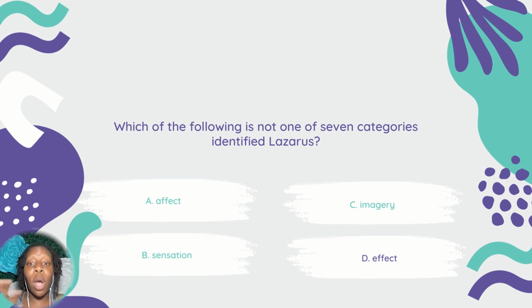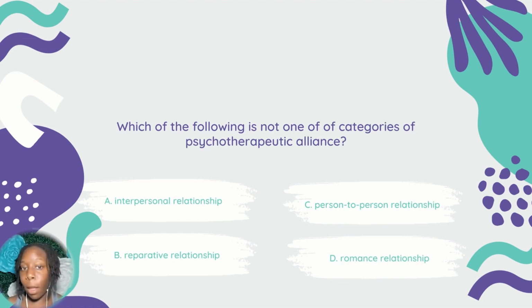So if you don't know about Lazarus's 7 categories, it includes behavior, affect, sensation, imagery, cognition, interpersonal relationships, and drug and biological considerations. All right, let's get into this next question. Which of the following is not one of the categories of psychotherapeutic alliance?